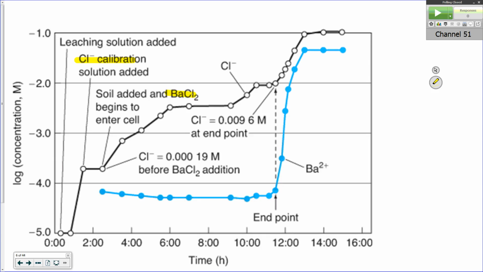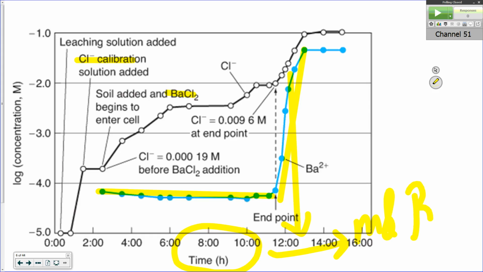Then it adds the barium to it, begins to enter the cell, and it continues to add the barium chloride as they're monitoring that until they get this big jump, and that tells them that's the end of it. Then they can relate this total amount of time, which represents, in their case, the moles of barium that's added. From that, the moles of sulfate.